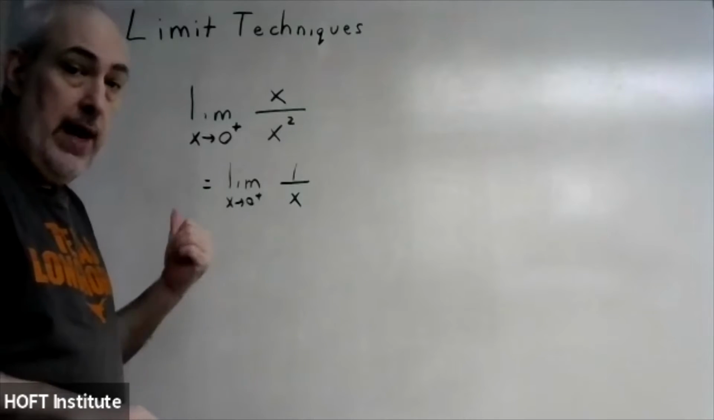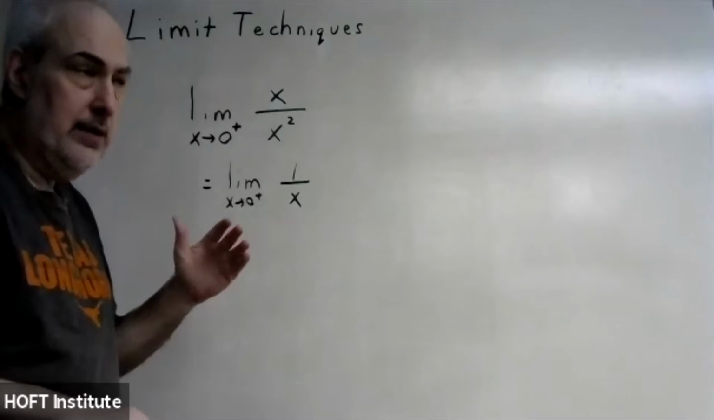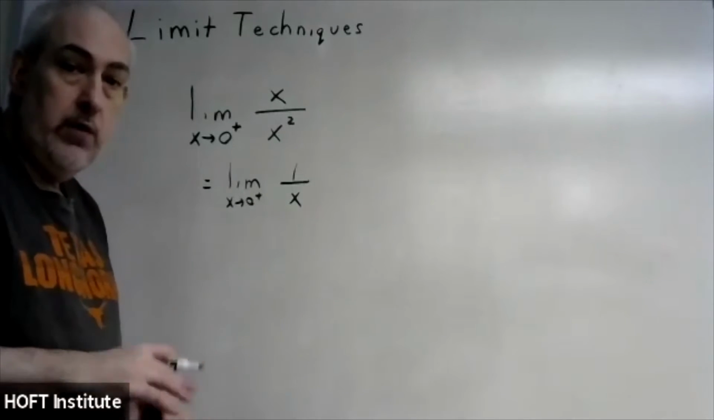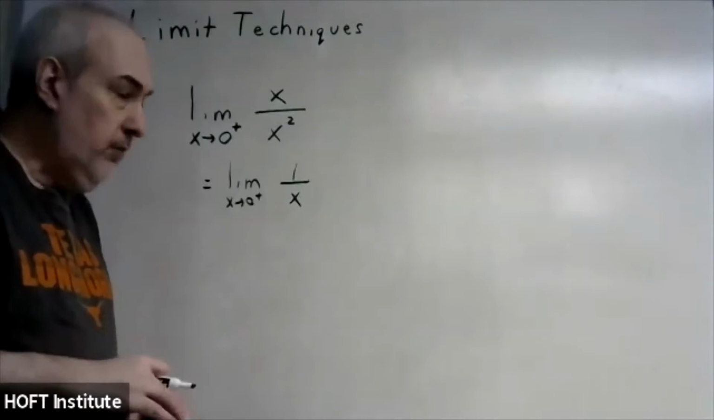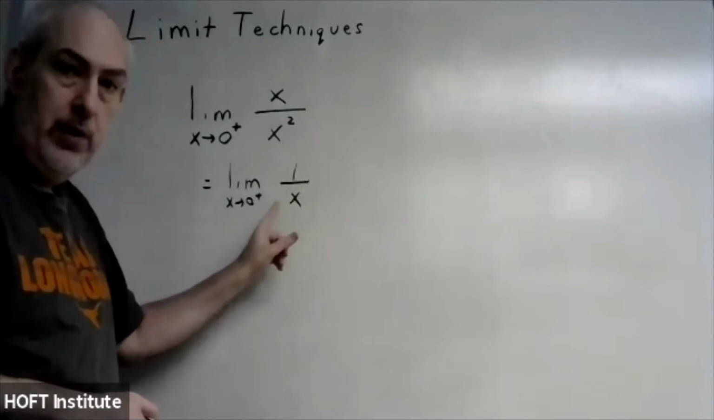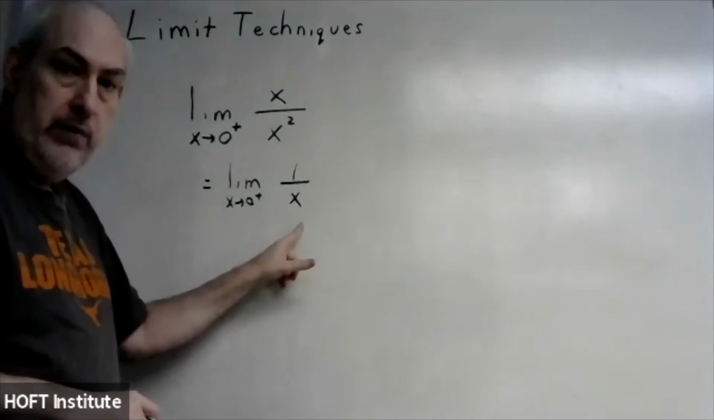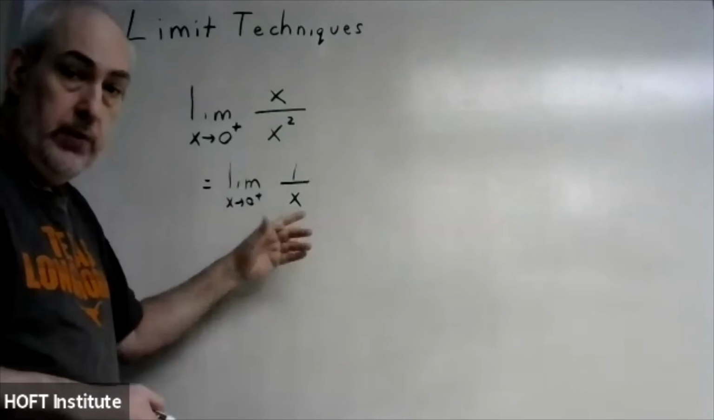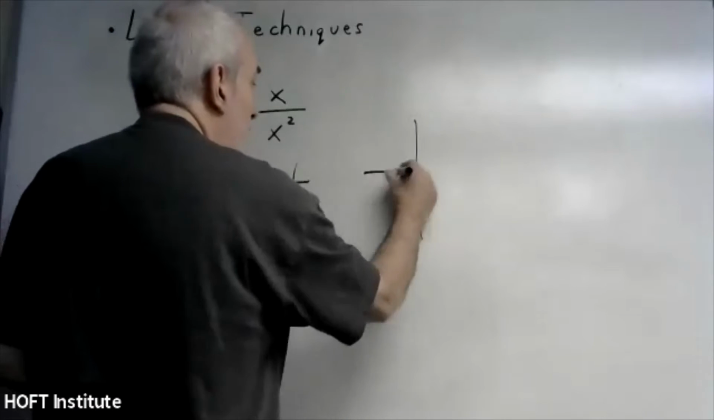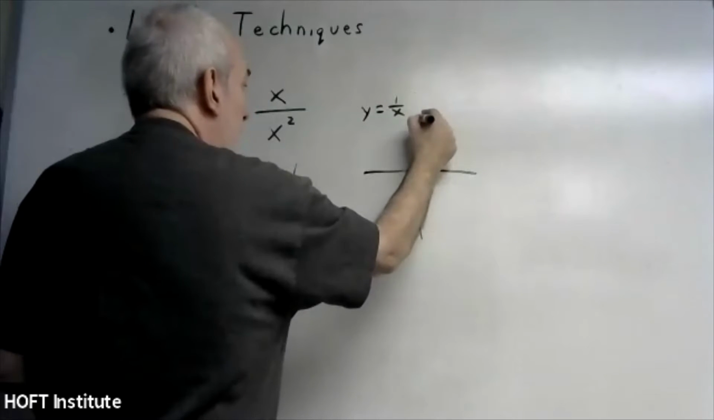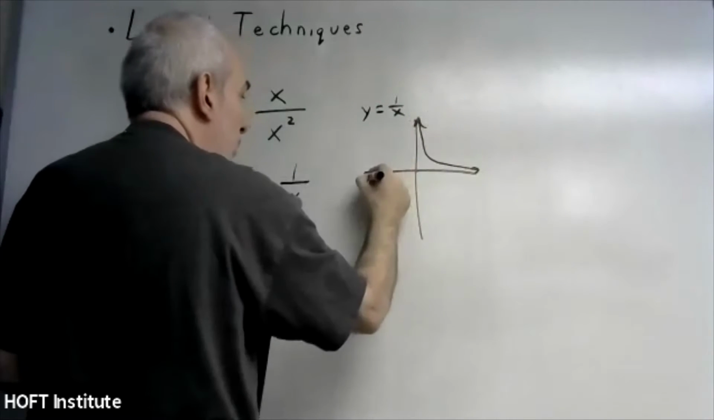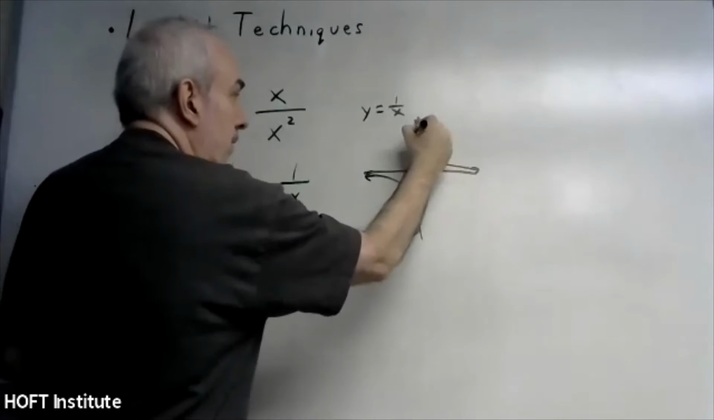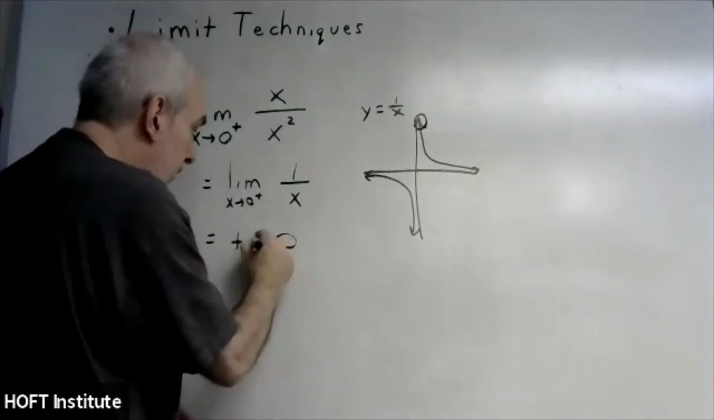When you have a rational function like this, where the top is approaching a constant and the bottom is approaching 0, then this is going to wind up approaching either plus or minus infinity. And that's because rational functions have vertical asymptotes whenever the denominator approaches 0. So this has a vertical asymptote at x equals 0. In fact, if you look at the graph of y equals 1 over x, which looks like this, you can see that as x approaches 0 from the right-hand side, we go up towards positive infinity.